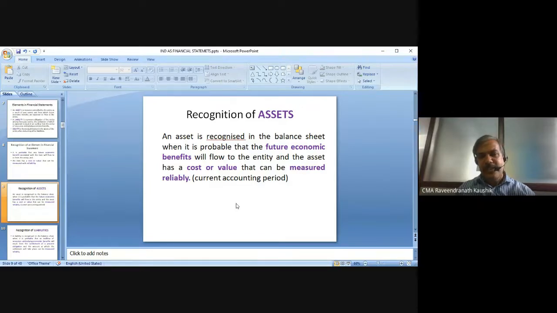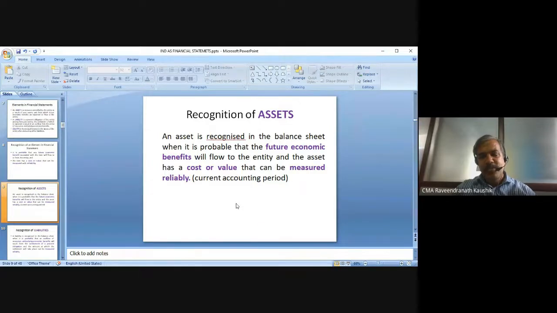Here they are now going deep into the concepts of how to recognize an asset. They have put forth these conditions. Whenever you want to test whether a particular asset needs to be recognized in your books of account, you need to check whether it has an economic benefit, a future economic benefit. That is the first point you need to look into. Then whether there is a cost or value associated with it which is measured in reliable terms. That's what you need to look into. So cost or value is a very important concept.